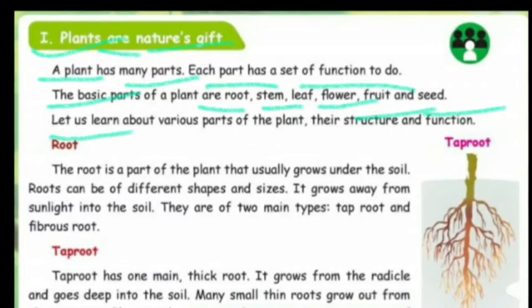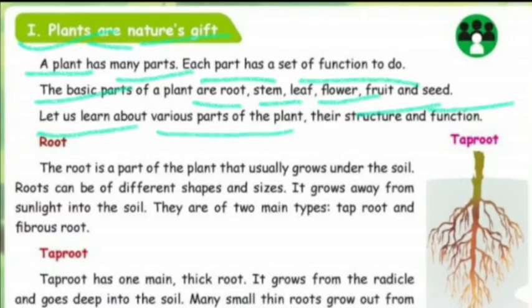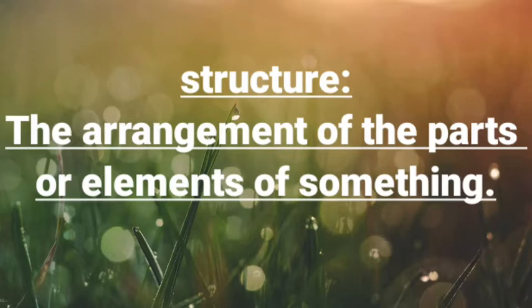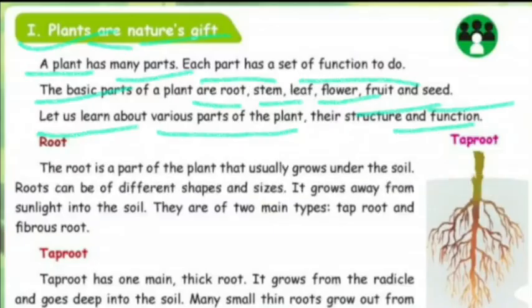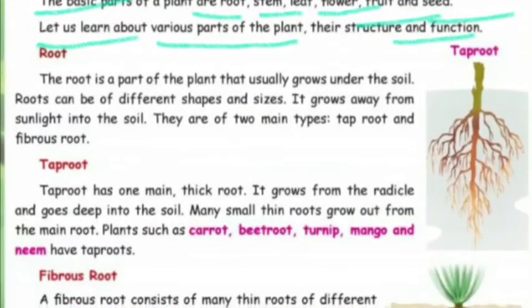Okay, so let us learn about the various parts of the plant, their structures and functions. The meaning of structure is the arrangement of the parts of something. So we are going to study each part now, what they are doing and how they are working for the plants. First we are going to know about root.